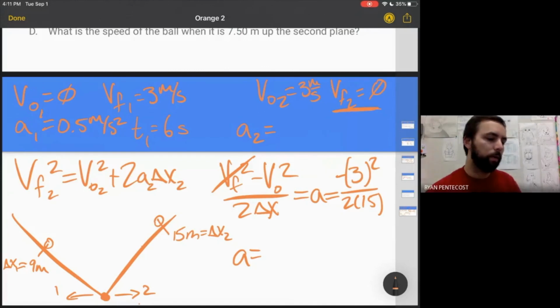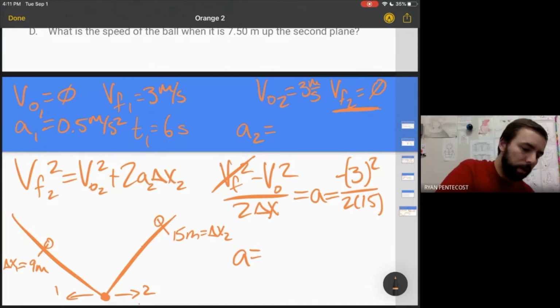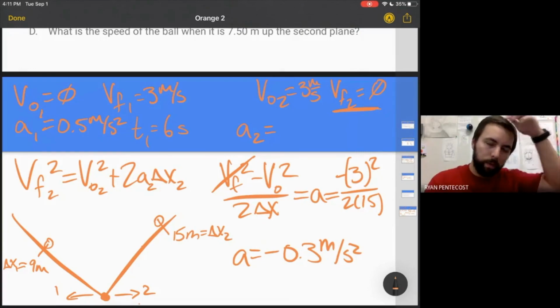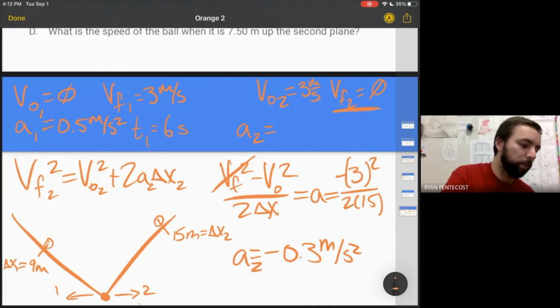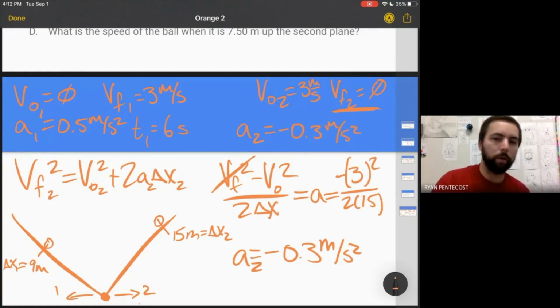That's how that should be written. The 3 gets squared and then you subtract it. So that negative will remain. We will get -0.3 meters per second squared. So that's the acceleration on the second plane, which if we compare the two is lower than the other one, which leads us to believe that the first plane might be steeper. But anyway, this would be -0.3 meters per second squared. Okay. So that's part C.